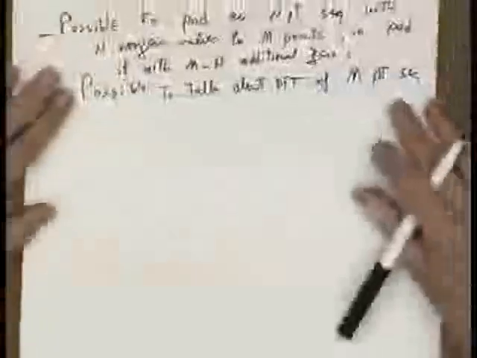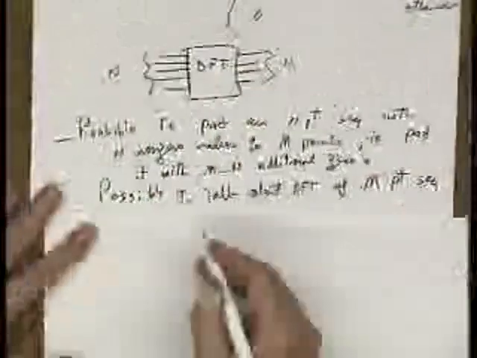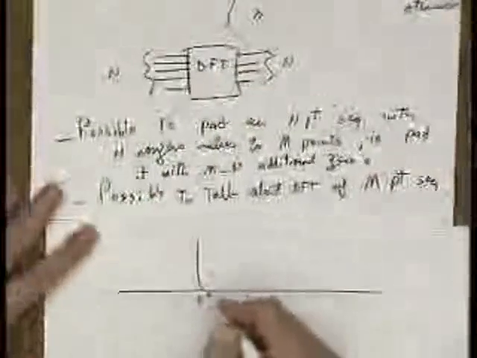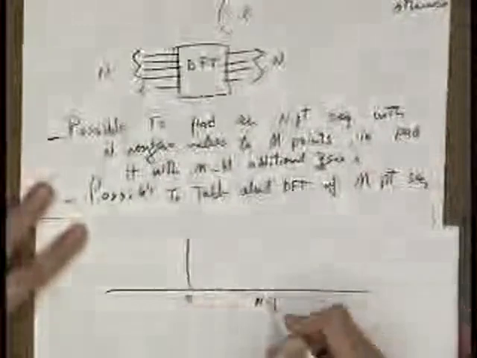So what do I mean by that? Well, pictorially, what's really happening is here's the idea. So 0 all the way to N minus 1.